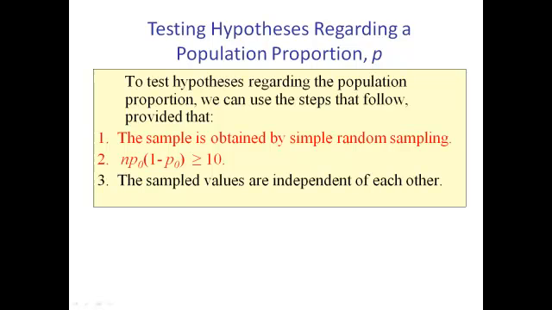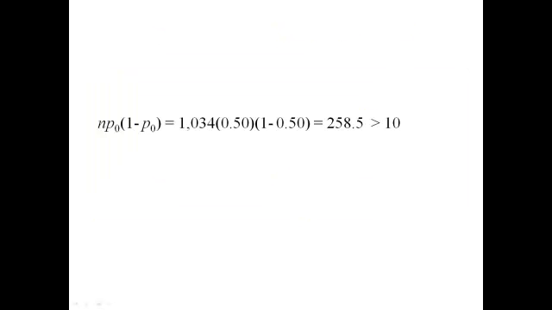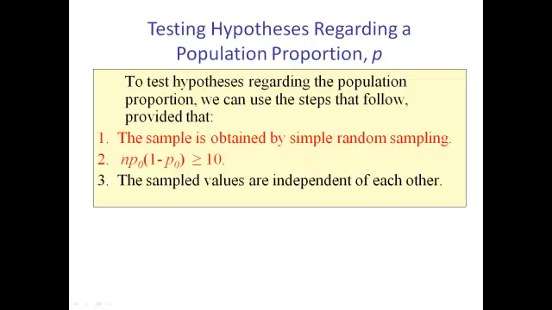Second, we need to check that n times p sub 0 times 1 minus p sub 0 is greater than or equal to 10. So we multiply 1,034 times 0.5 times 1 minus 0.5, and that turns out to be 258.5, and that is definitely greater than 10. And so our second condition is satisfied.